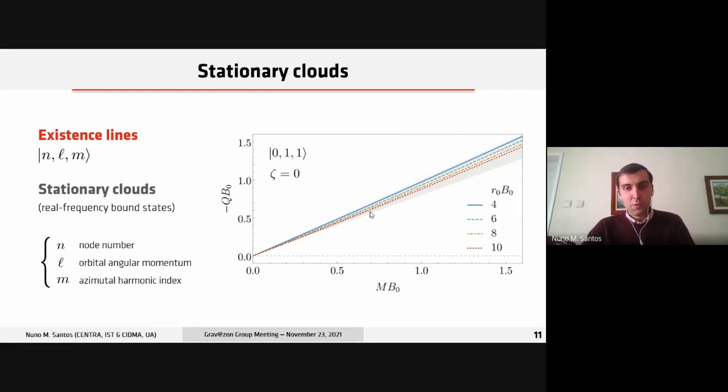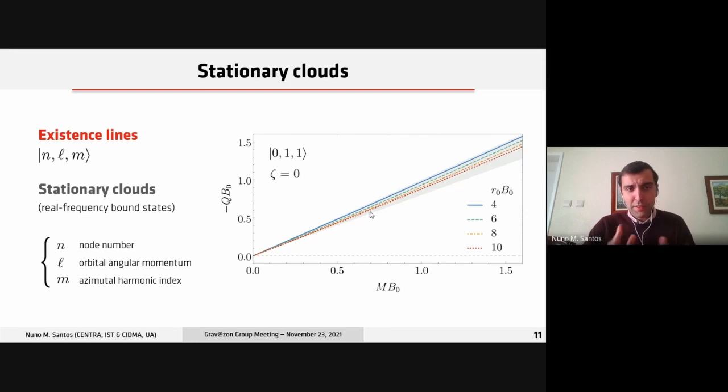Okay. So these bound states occur precisely, as I said previously, in these one-dimensional subsets of the parameter space. They correspond to these lines. Okay, they are known as existence lines. They are disjoint, and can be labeled using three quantum numbers. Okay, pretty much like an electron in a hydrogen atom. And those numbers are the number of nodes in the radial direction, n, the orbital angular momentum L, and the azimuthal harmonic index m.